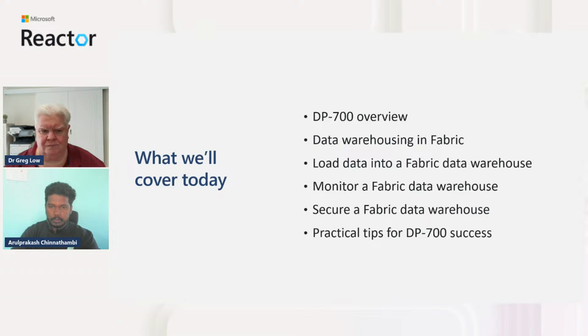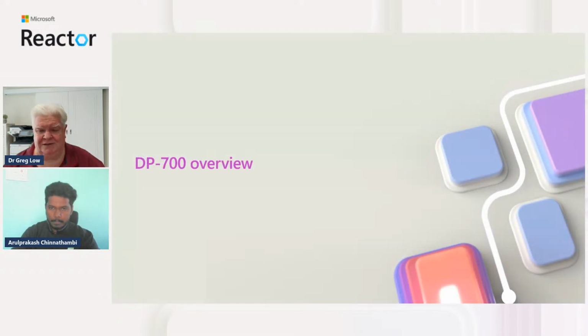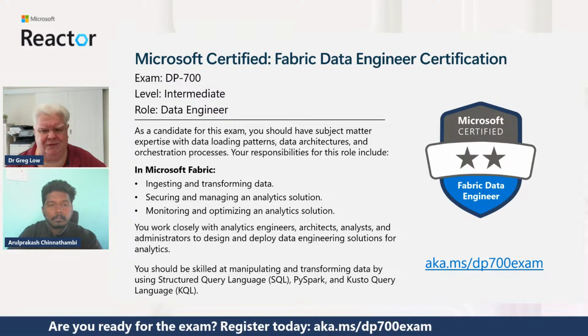Moving on to the next one. What we mention here is just an overview of DP-700. We'll talk about the fundamental skills that you need to know to pass this certification. It's a different certification, of course, to DP-600, which is the one that covers Fabric more in general. And so DP-700 looks more specifically at data engineering. The skills you need to pass this are similar to what you should expect to need to work as a data engineer in these sort of environments.